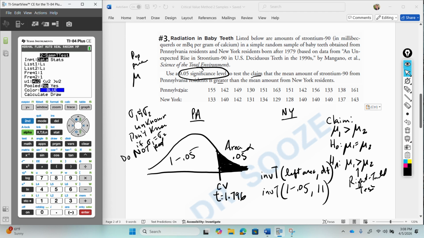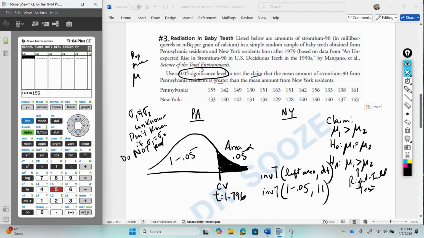Now, the default is you take your first population and save it in list 1, and you take your second population and save it in list 2. So that's what I'm going to do. So I'm going to get out of here. I'm going to press stat and then enter. Okay, so if you have any occupied lists, you're going to have to delete them, but I don't. So I'll put Pennsylvania in list 1.